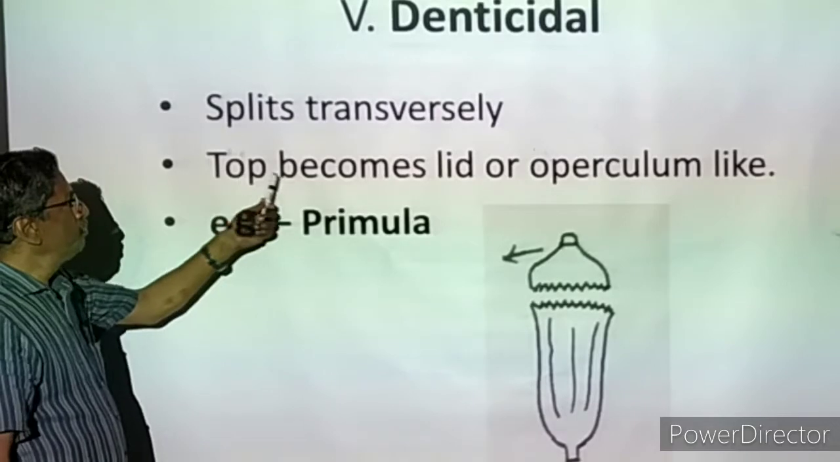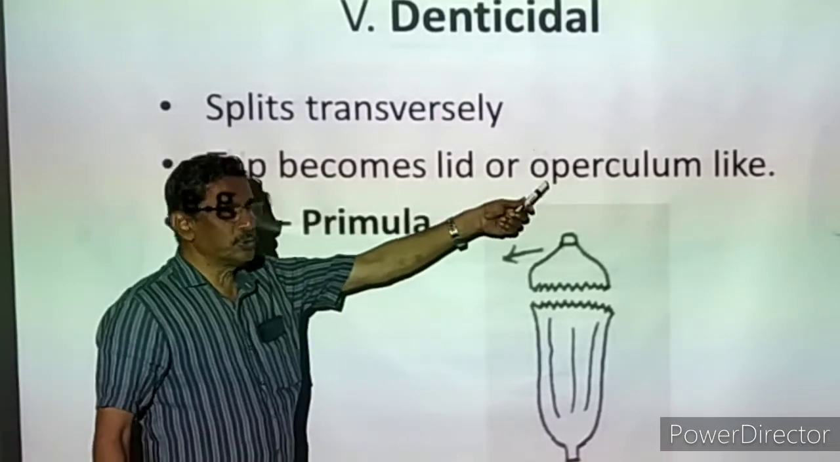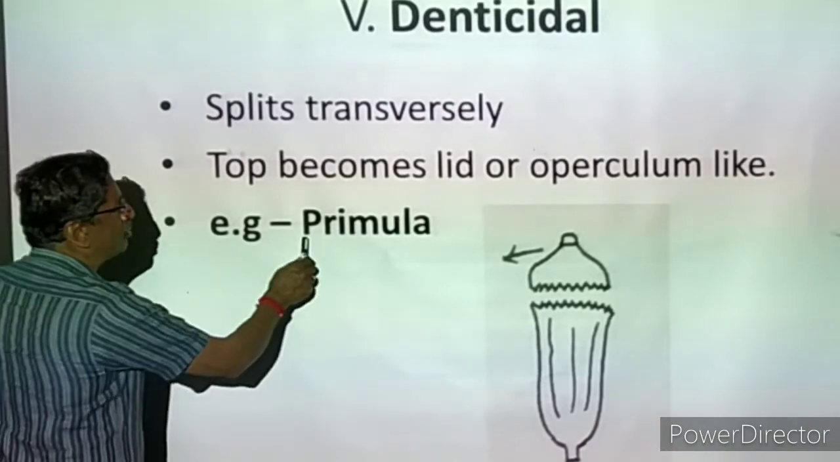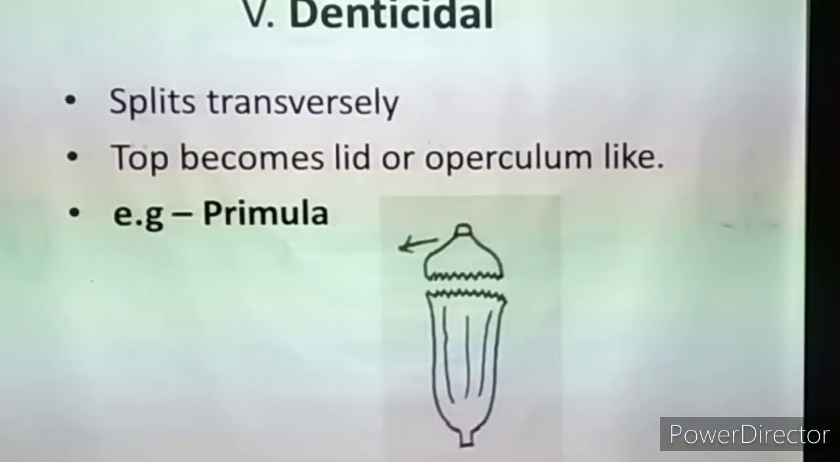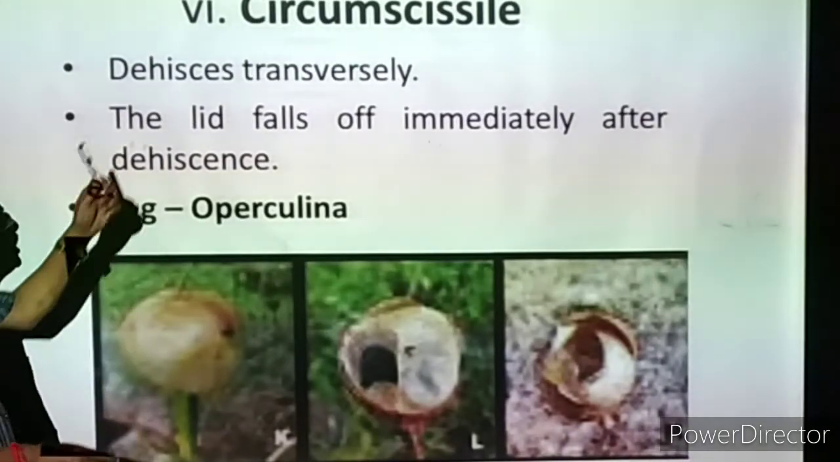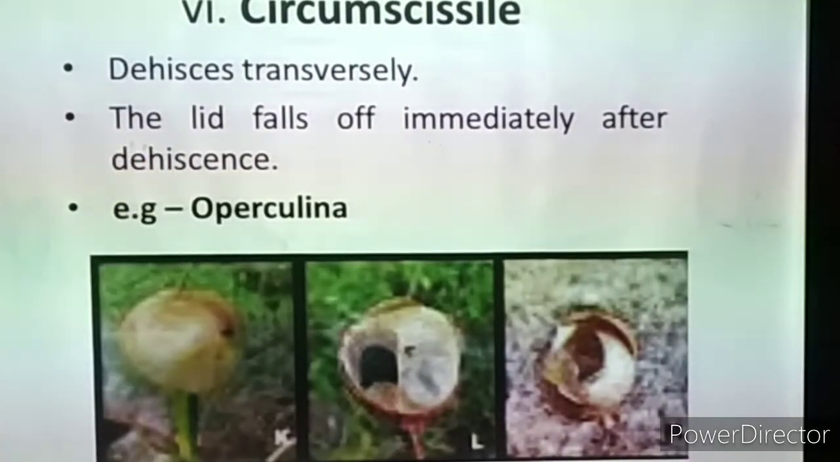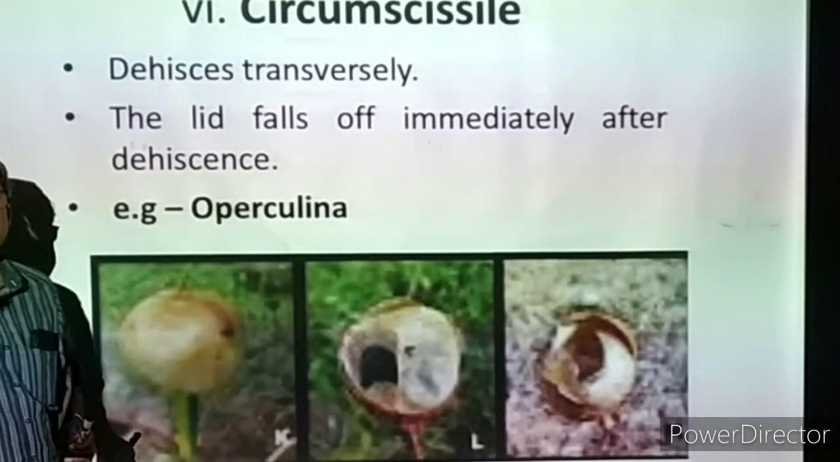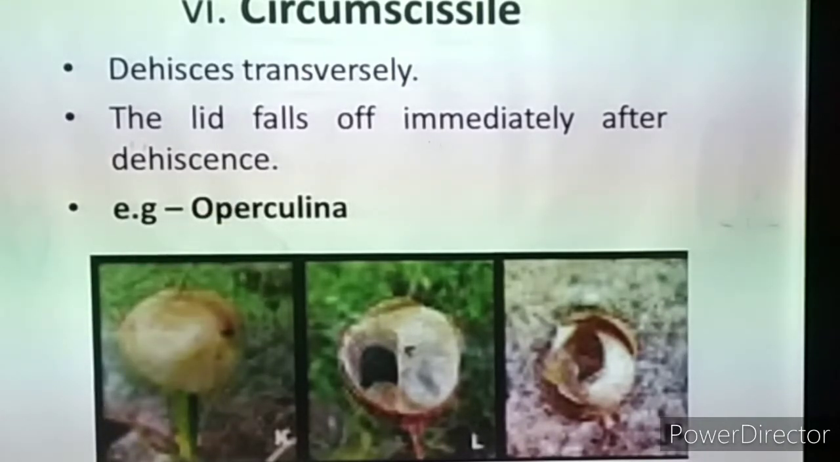So the top becomes lid-like or operculum-like. Example, Primula, P-R-I-M-U-L-A. Okay. Now we are coming to circumscissile, the sixth type of dehiscence. That is circumscissile. Now here also the dehiscence is taking place transversely like the previous one. So it is taking place crosswise.